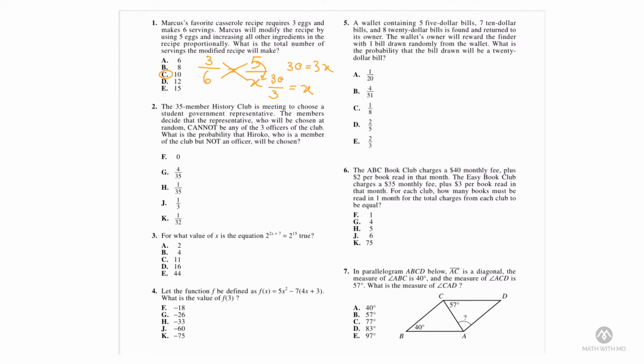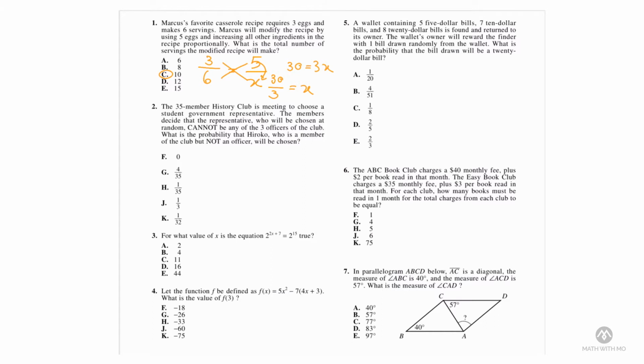Number 2. The 35-member history club is meeting to choose a student government representative. The members decide that the representative, who will be chosen at random, cannot be any of the 3 officers of the club. What is the probability that Hiroko, who is a member of the club but not an officer, will be chosen?